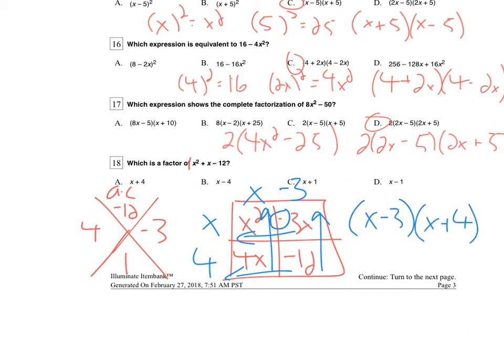Now as you look at this, you go, well, that answer is not there. Well, they didn't ask for the complete factor of it. They just said, what is a factor? So x minus 3 is not in one of those, but x plus 4 is. So you're just looking for a single factor. Same type of question as factor, but asked slightly different. Look for the specific thing that is asked in the question.